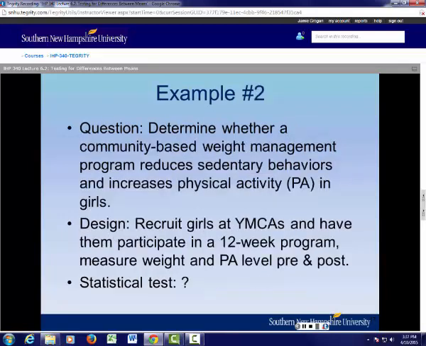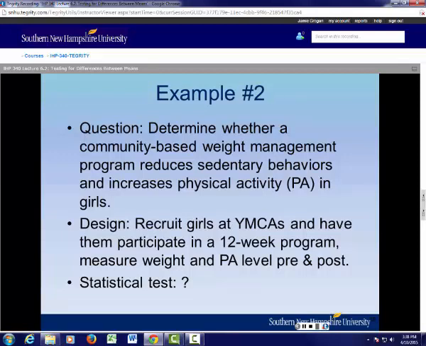Example number 2. Now we're going to look at whether a community-based weight management program reduces sedentary behaviors and increases physical activity in girls. Let's just focus on one of these. Can this weight management program increase physical activity in girls? So we're going to measure activity. And since we're going to be putting them on a program, we should measure their physical activity before they start the program, and then measure it after they're done the program.